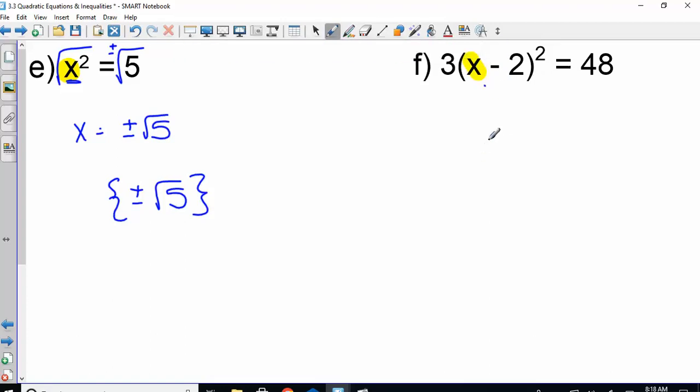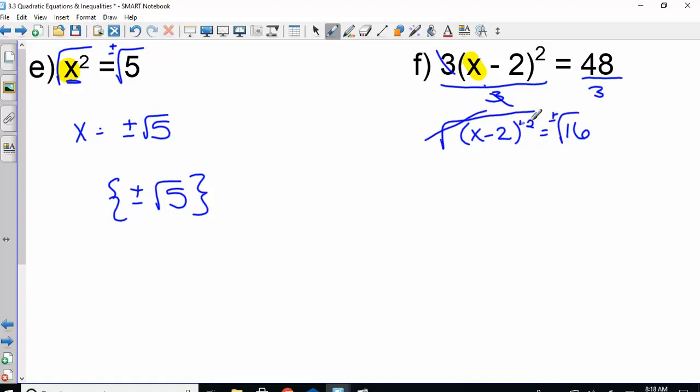Could I just get my x by itself here as well? Yeah, if you wanted to get x by itself, what would you have to do first? Divide by 3. So I have x minus 2 squared equals 48 divided by 3, which is 16. Then how do you get rid of a square? Square root. When you add a square root, what do you have to put? Plus or minus. So the square root and the square cancel. So I have x minus 2 equals positive or negative 4. So think of this as two separate equations.